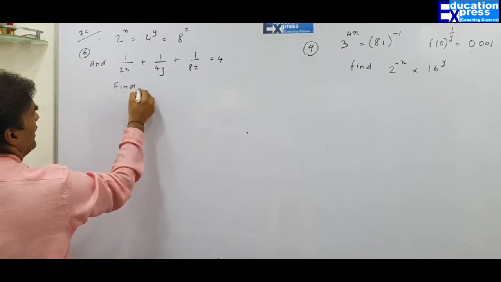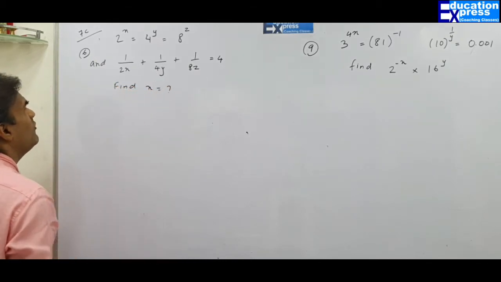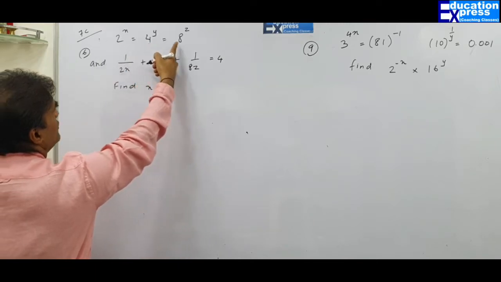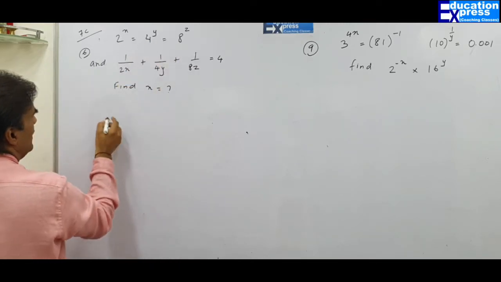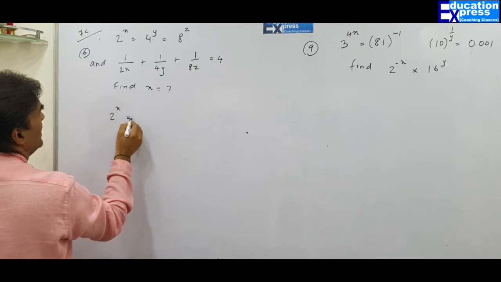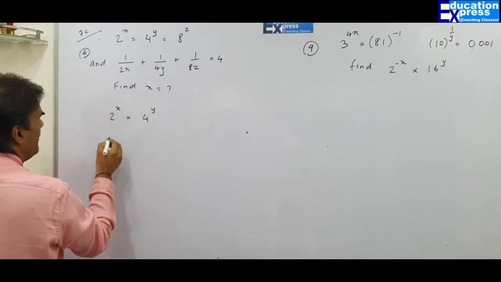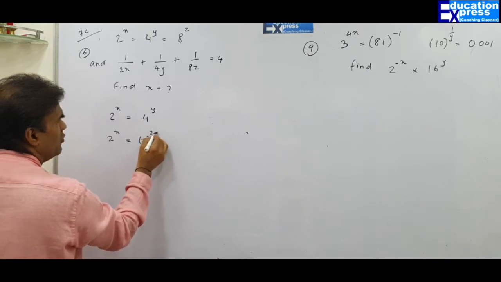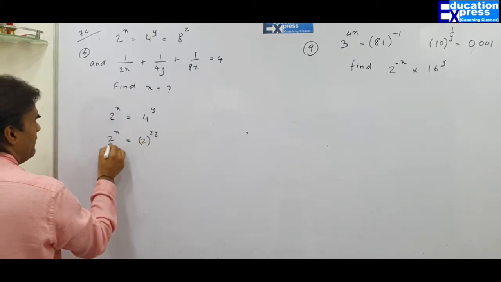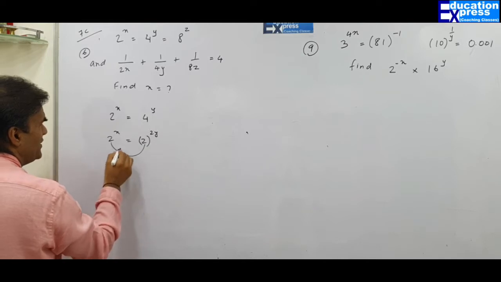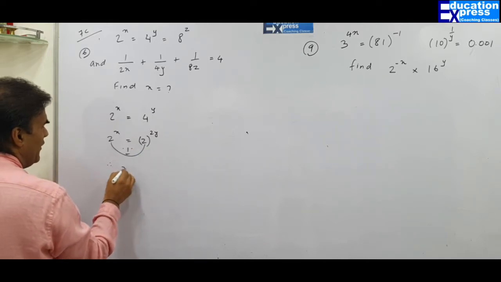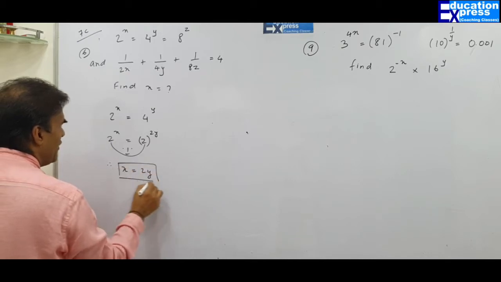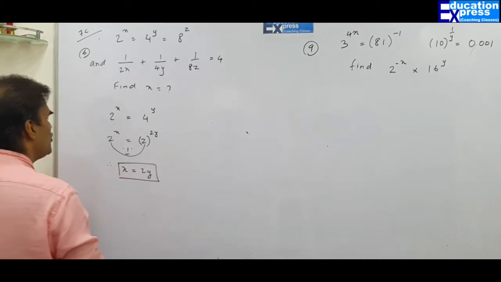We have to find the value of x. Can I say this is 2, even this can be made a base of 2, even this can be made a base of 2? That means 2 raised to x equals 4 raised to y. So 2 raised to x equals 2 raised to 2y. In short, bases are same. Therefore, we are comfortable: x equals 2y. So in place of x, we can always put x equals 2y.